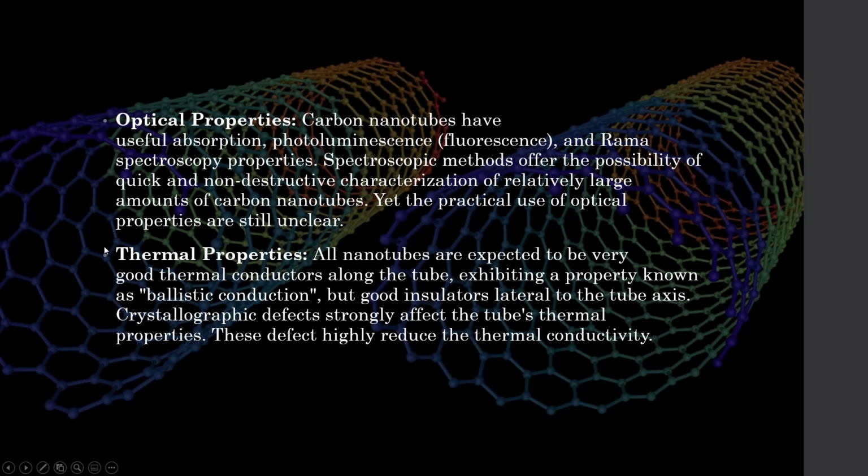And as for thermal properties of carbon nanotubes, all nanotubes are expected to be very good thermal conductors along the tube, along this way, exhibiting a property known as ballistic conduction, but good insulators lateral to the tube axis. Crystallographic defects strongly affect the tube's thermal properties. These defects highly reduce the thermal conductivity.